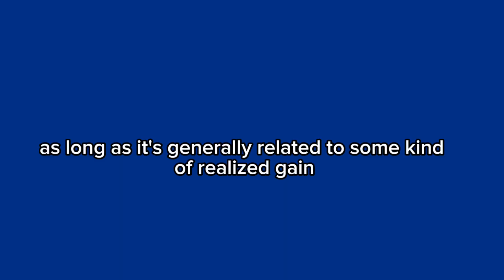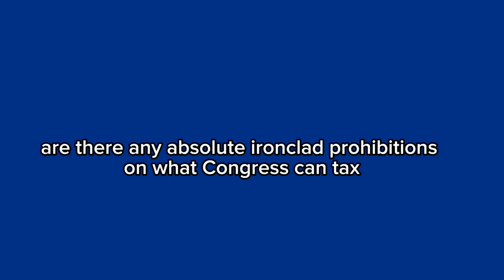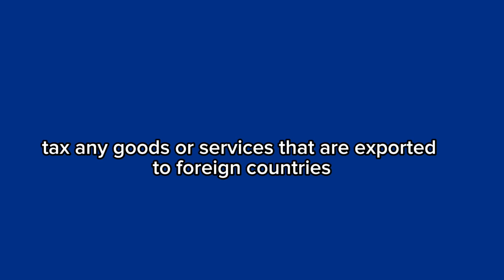They confirmed that Congress has extraordinary power to decide what counts as income for tax purposes, as long as it's generally related to some kind of realized gain at the entity level. It shows Congress's power to pierce the corporate veil and tax wealth in its various forms. A huge validation of the 16th Amendment's power. Now, are there any absolute ironclad prohibitions on what Congress can tax? Yes, there is one major one, the Export Taxation Clause. Found in Article 1, Section 9? Correct. It says Congress cannot tax any goods or services that are exported to foreign countries.